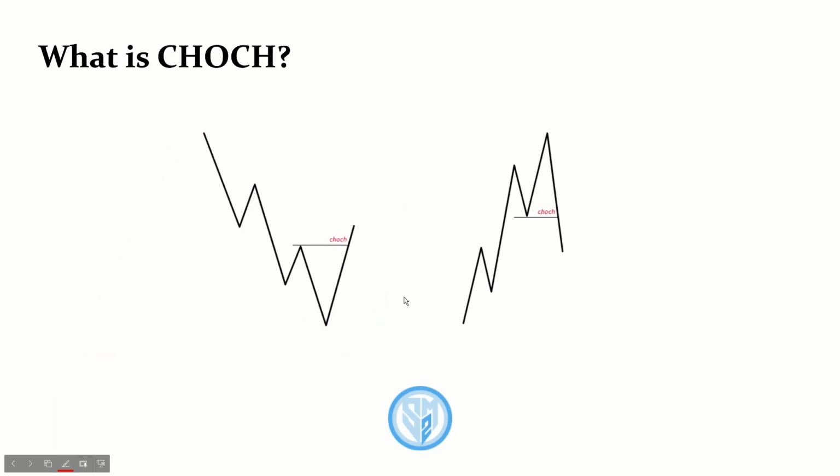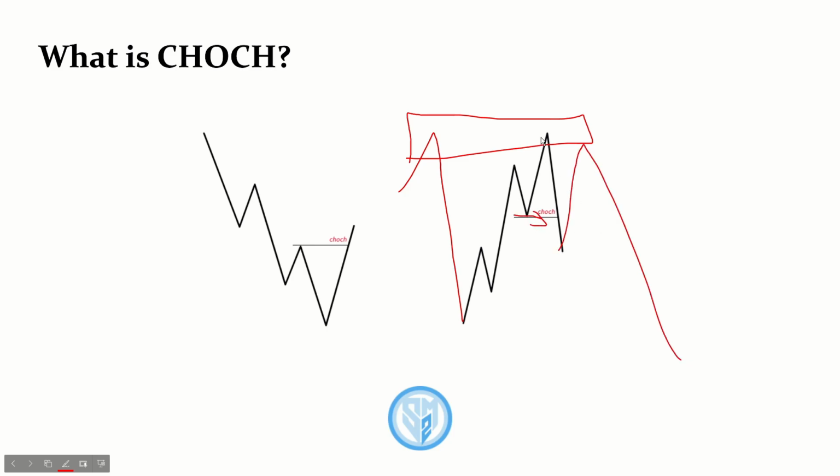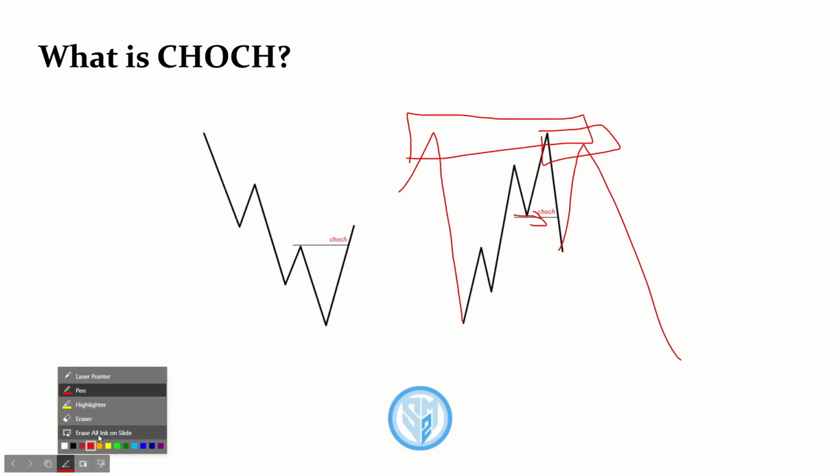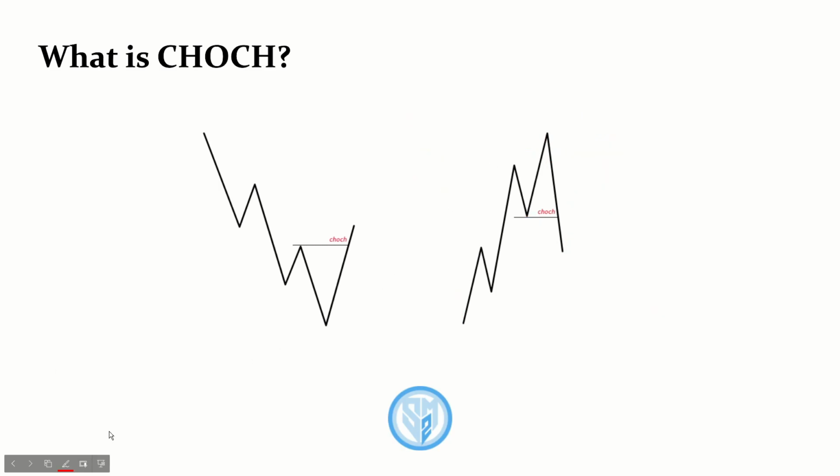I have an updated way. And so over here, for example, let's say we have a supply zone, and then price taps in, and then breaks structure towards the downside, and then I enter like this. That is the classic way of using change of character that I have previously shown on my channel. Now I'm using a different method, and so let's get right onto that method now.